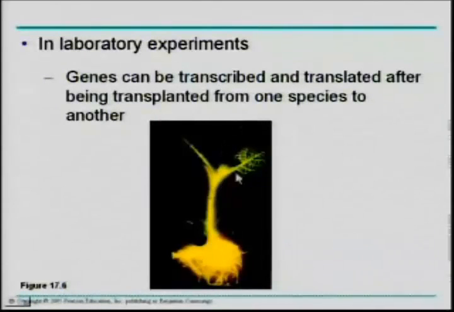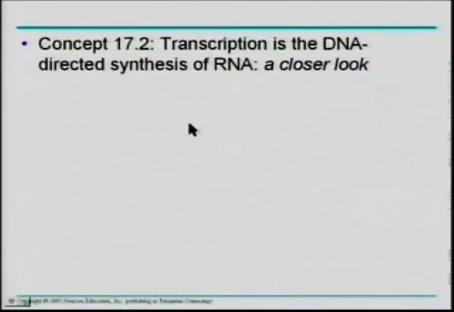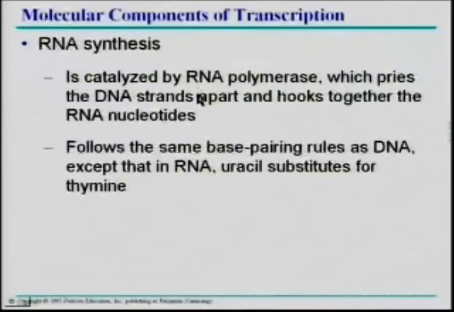In laboratory experiments, genes can be transcribed and translated after being transplanted from one species to another. Here we see a tobacco plant that's glowing like a firefly because it is expressing the gene for the firefly enzyme called luciferase. This is a very useful tool in molecular biology, in recombinant DNA techniques that we'll discuss in upcoming chapters. So transcription is the DNA-directed synthesis of RNA. Let's take a closer look.